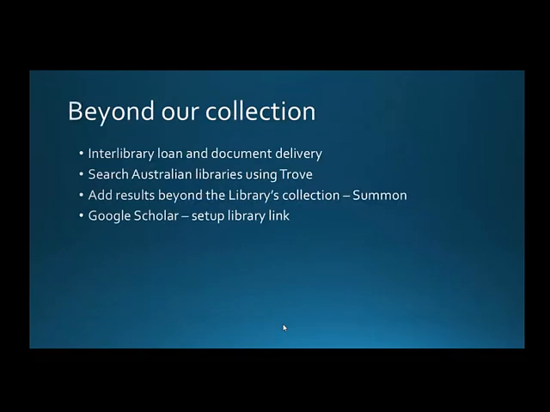So beyond our collection, you can get access to items via interlibrary loan and document delivery. Trove is a catalogue for all libraries in Australia.